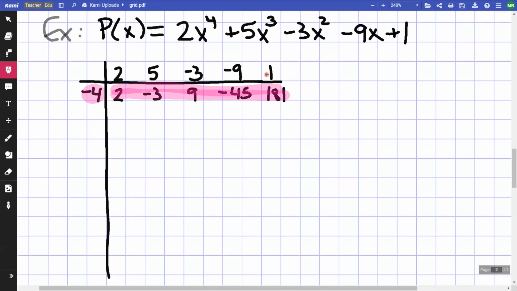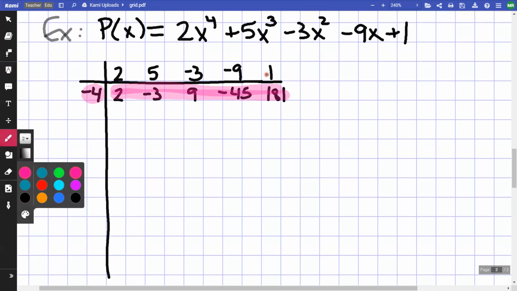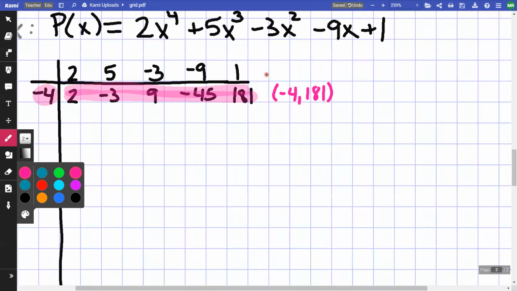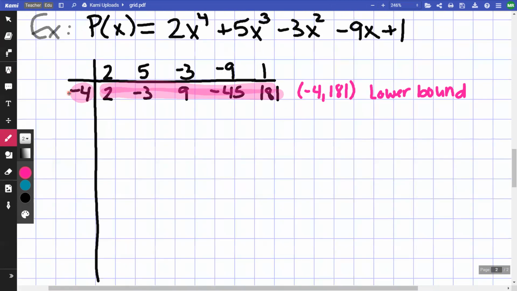So in this case, let me just jot down this point. This point would have been -4, 181. That would have been this point. But what's happening is this is a lower bound. And why is it a lower bound? Because of what we were talking about before. I have a negative number and I'm alternating signs. Lower bound. Okay. Negative number and I got alternating signs. So definitely didn't miss a 0.